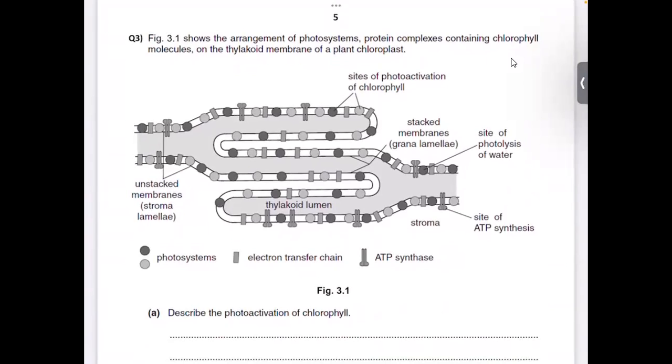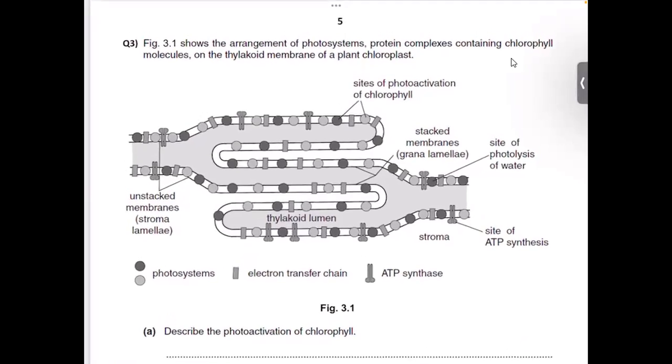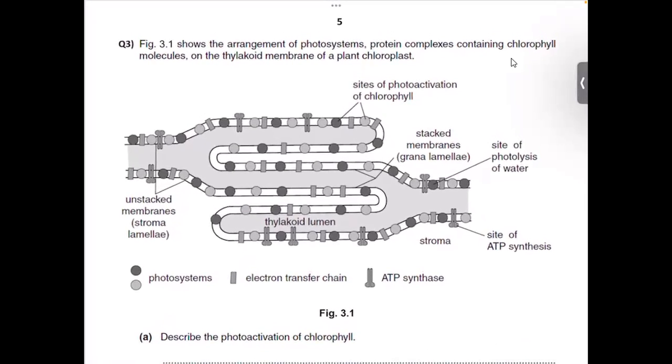Read this question. Describe the photoactivation. First look at the diagram. The diagram is telling you a lot. It basically shows the arrangement of photosystems, protein complexes containing chlorophyll molecules on the thylakoid membrane of the chloroplast. So those are the sites of photoactivation.